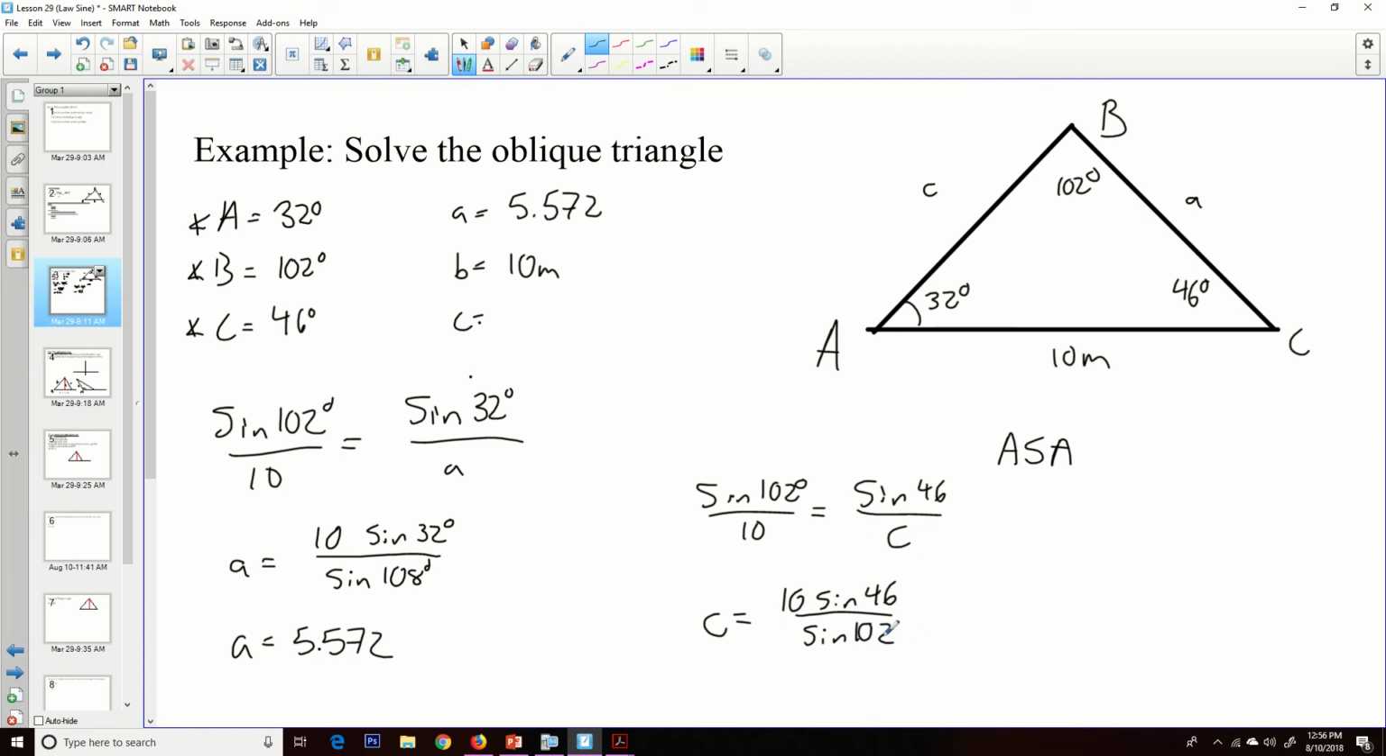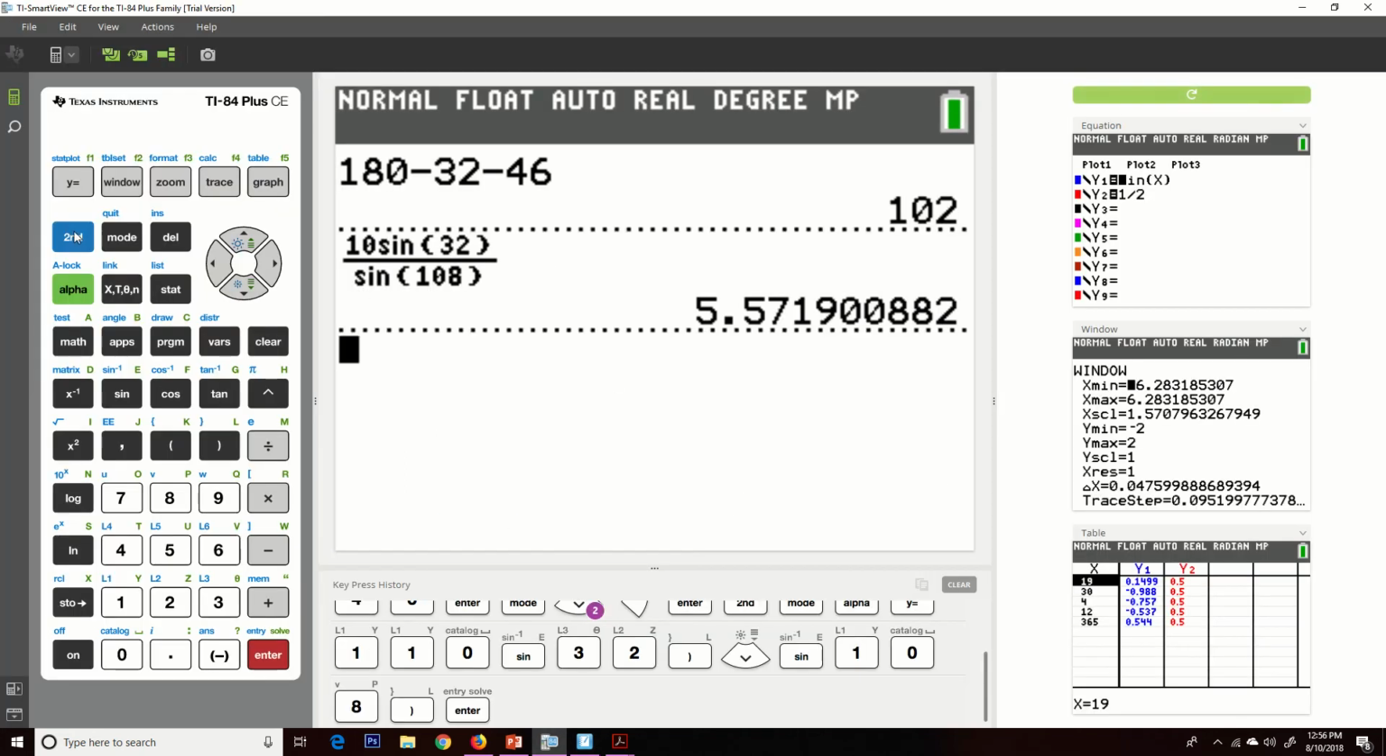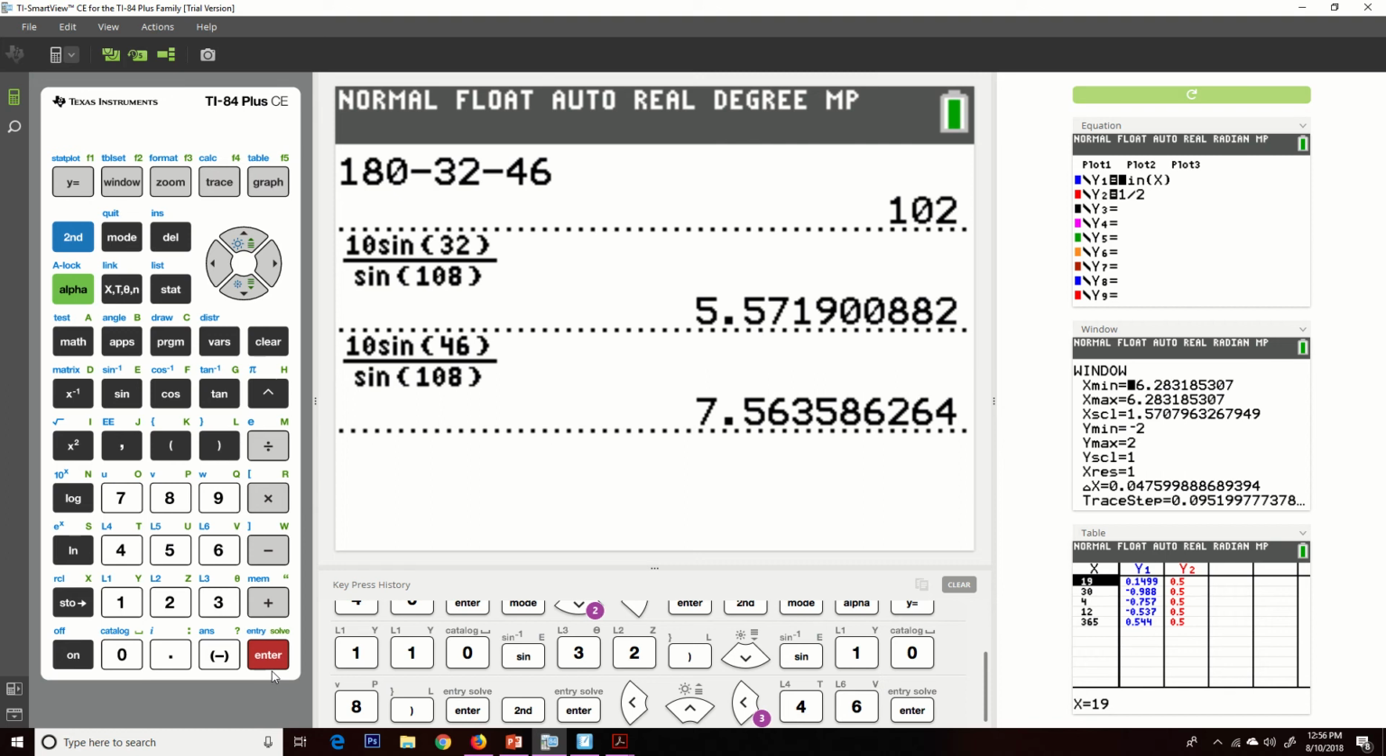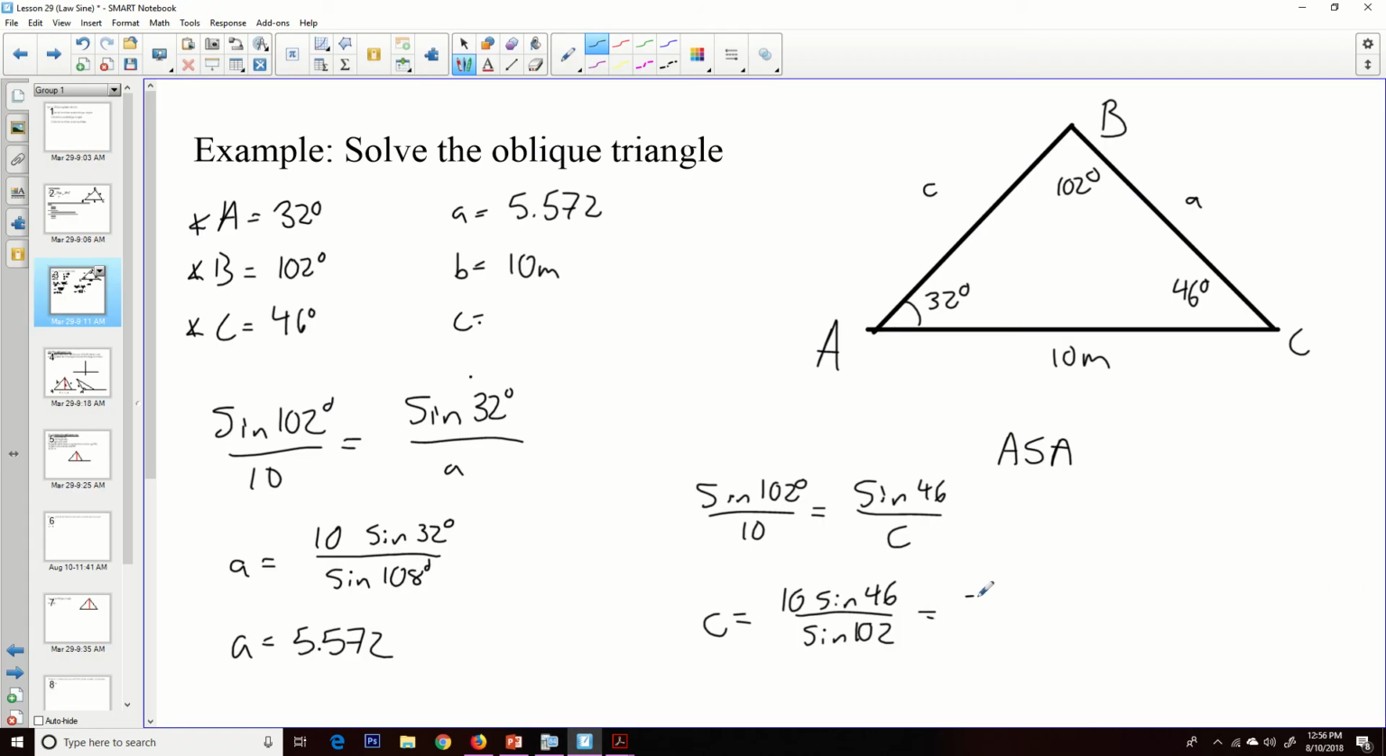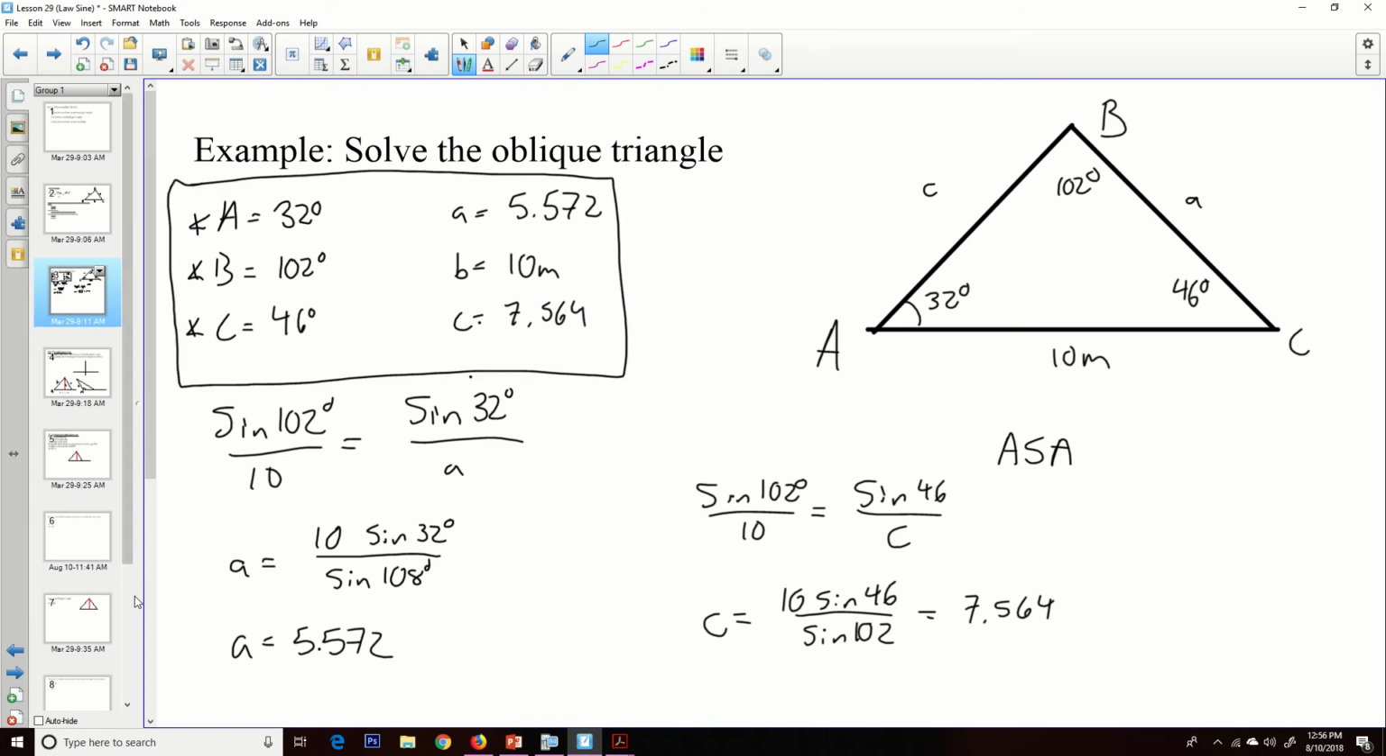Now this expression is almost exactly like the expression we used before. We only have to change the sine of 32 to the sine of 46. So in my graphing calculator, I'm just going to go second entry, bring up that expression again, go up to the top and type in 46 over the 32 from the last one. We hit enter, and we get 7.564. So c equals 7.564, and that solves the oblique triangle.